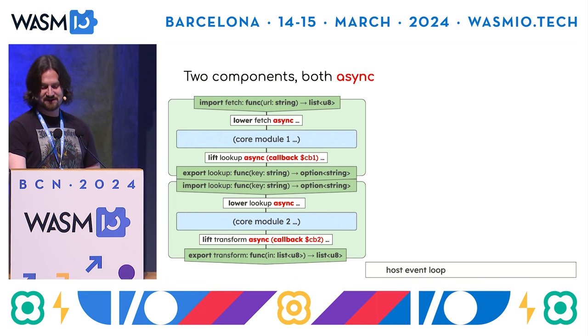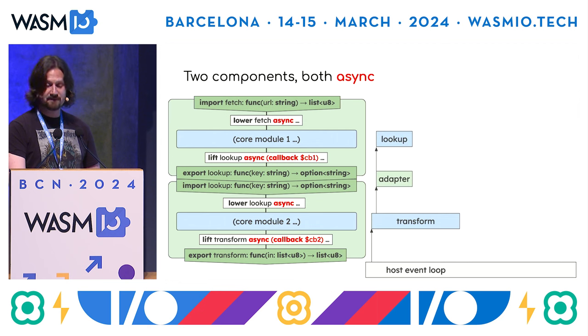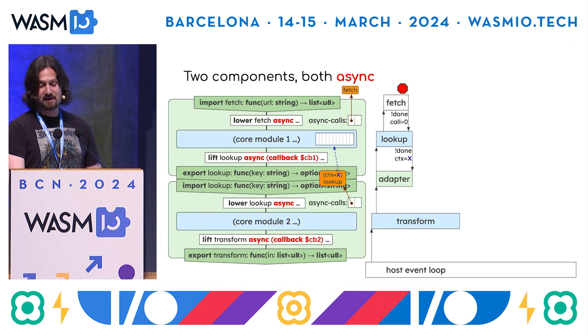So control flow starts in the host event loop, calls into the transform function, which calls through an adapter into the lookup function. The lookup function calls fetch, it blocks, returns that it's not done, and now we have an async fetch in progress. Lookup wants to wait for that result, so it returns to the event loop, which is the adapter in this case. The adapter knows that the caller is also async, so it just takes that context, bottles it up into an async lookup function, and returns back to the transform, saying the call's not done.